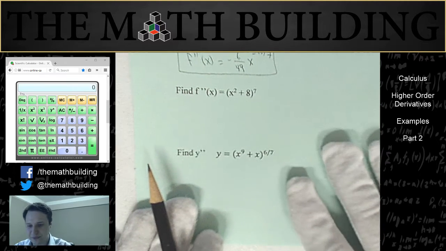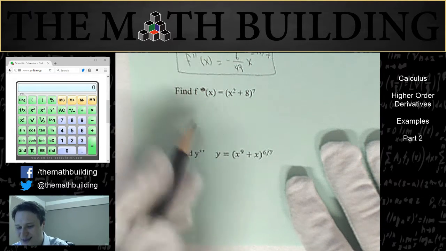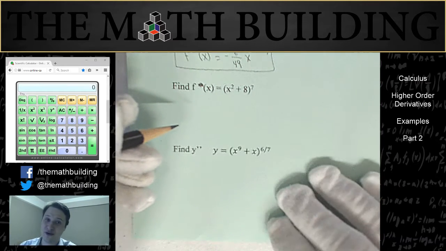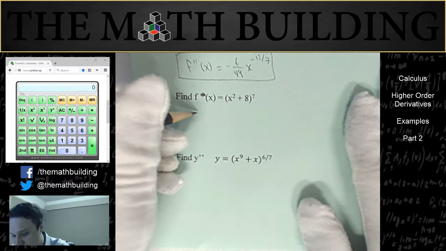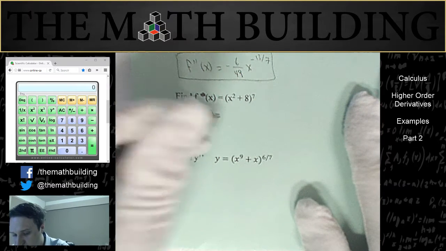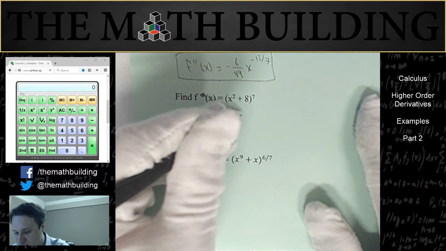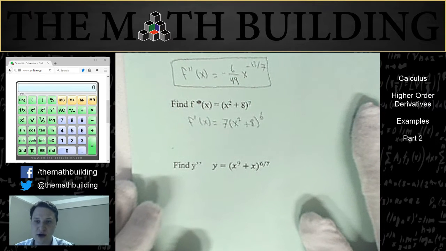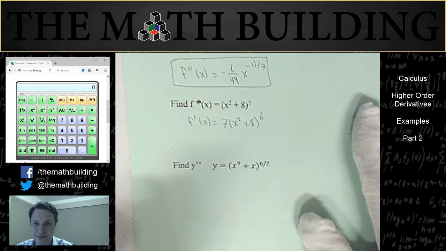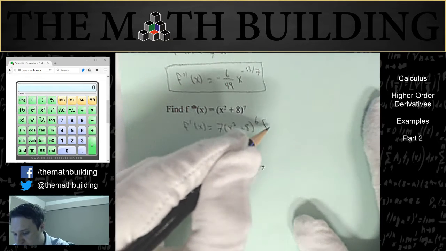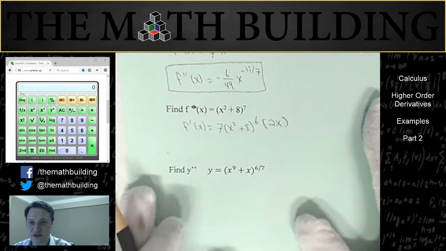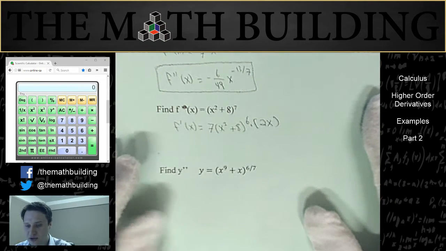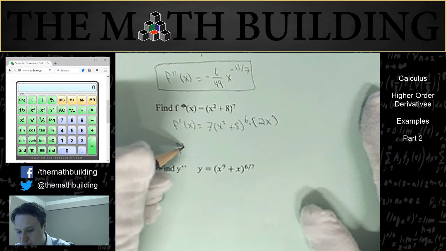How about number 2? If f of x equals this function, then find the second derivative. Now, this one's interesting because we're going to do the chain rule in addition to this. So f prime of x, doing the chain rule, we do 7 times x squared plus 8, and we drop the power down to the 6th. So there's the first part of the chain rule. And now we multiply by the derivative of the inside. So now this is very interesting, because what we have now is we're going to take the second derivative, and now we have a product rule.